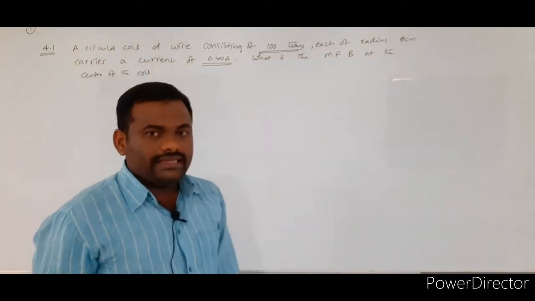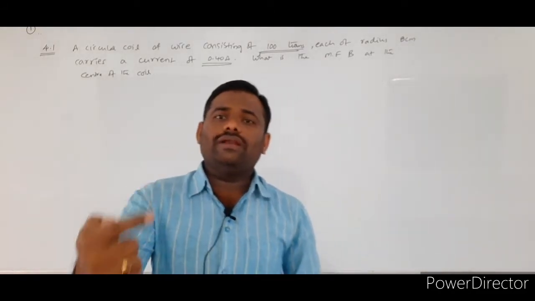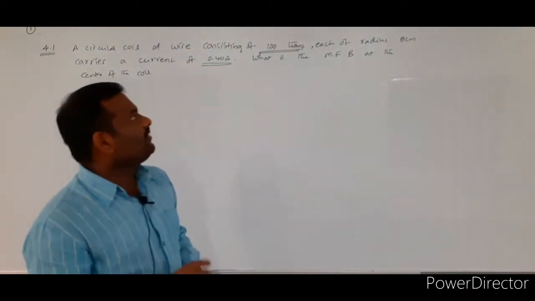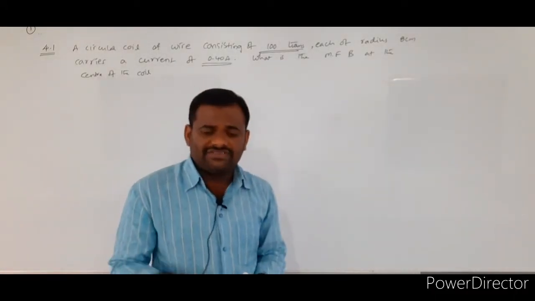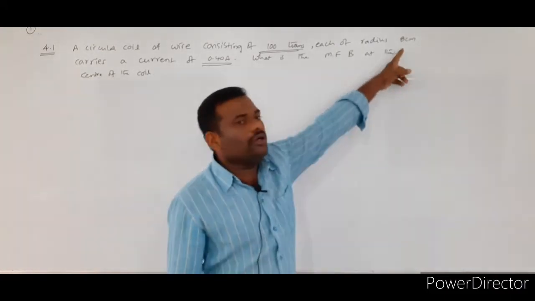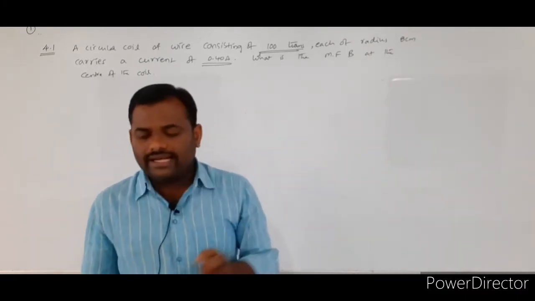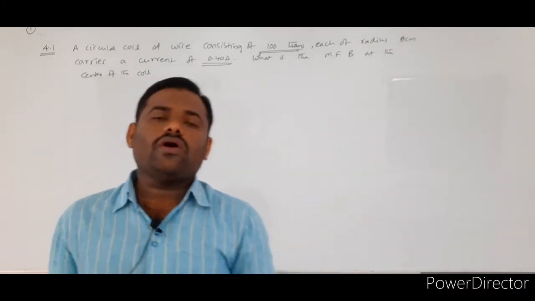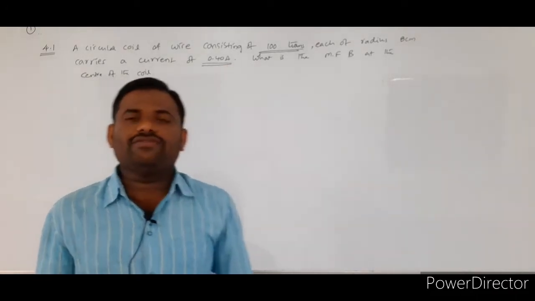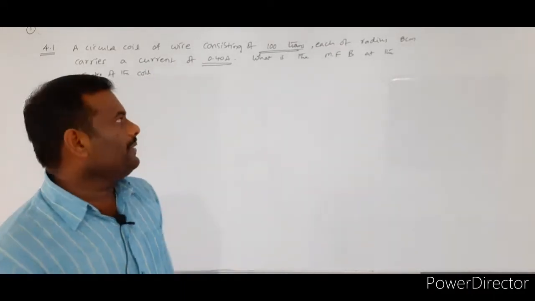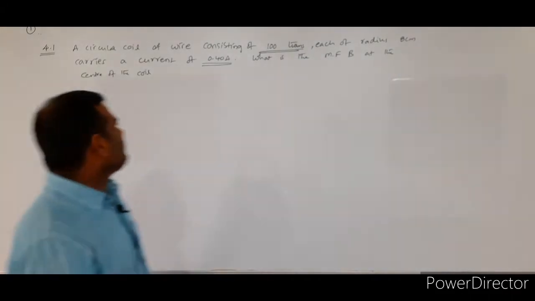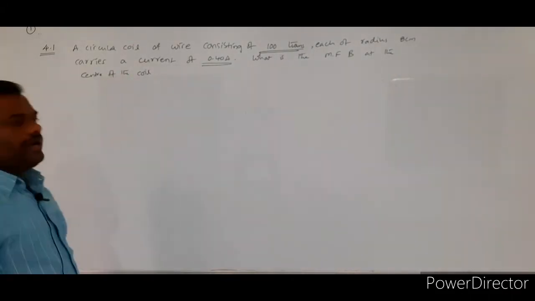So what is given? A circular current carrying coil is considered, consisting of 100 turns, with the radius of the loop equal to 8 centimeter, and the current flowing through the coil equal to 0.40 ampere. Then what are they asking? What is the magnetic field intensity at the center of the coil?